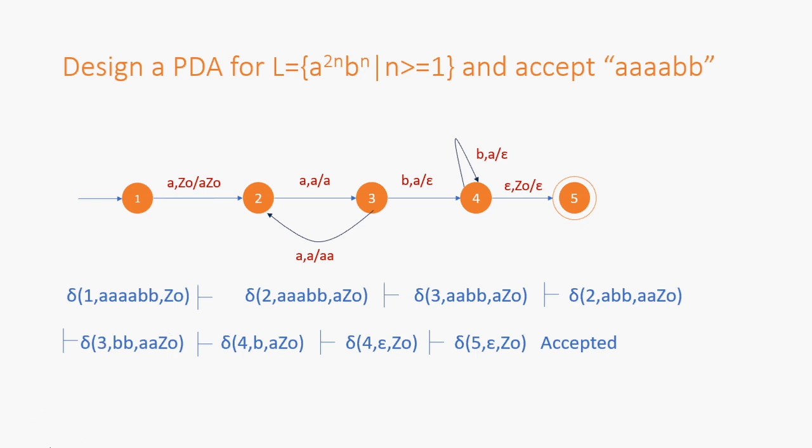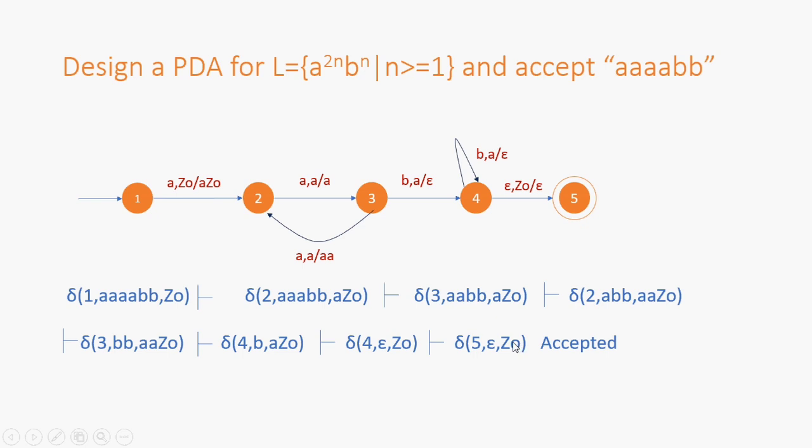when input is b, topmost symbol is a. Now we have to pop it out. So we pop a from the stack. Now we go to state 4. Now state number 4 is an iterative state. So as long as b is encountered, we keep on popping a from the stack. Finally we'll get epsilon as an input, and topmost symbol of the stack will be Z0. Now if that is the case, we move from state number 4 to state number 5.